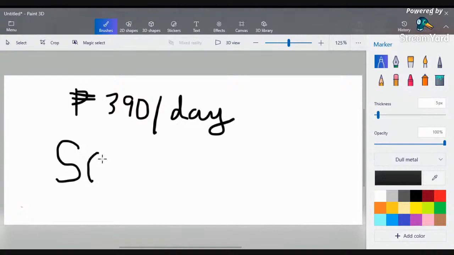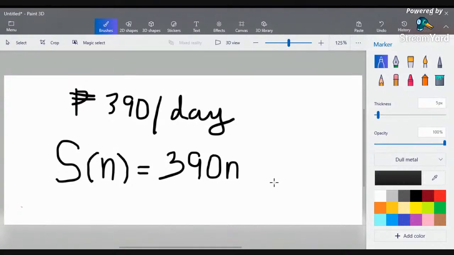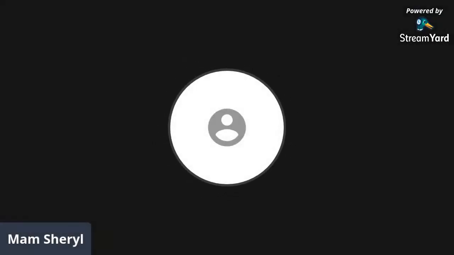That will be S of n equals 390 multiplied by n. That will be the representation of the function in number 1. Okay? So let's continue with question number 2.